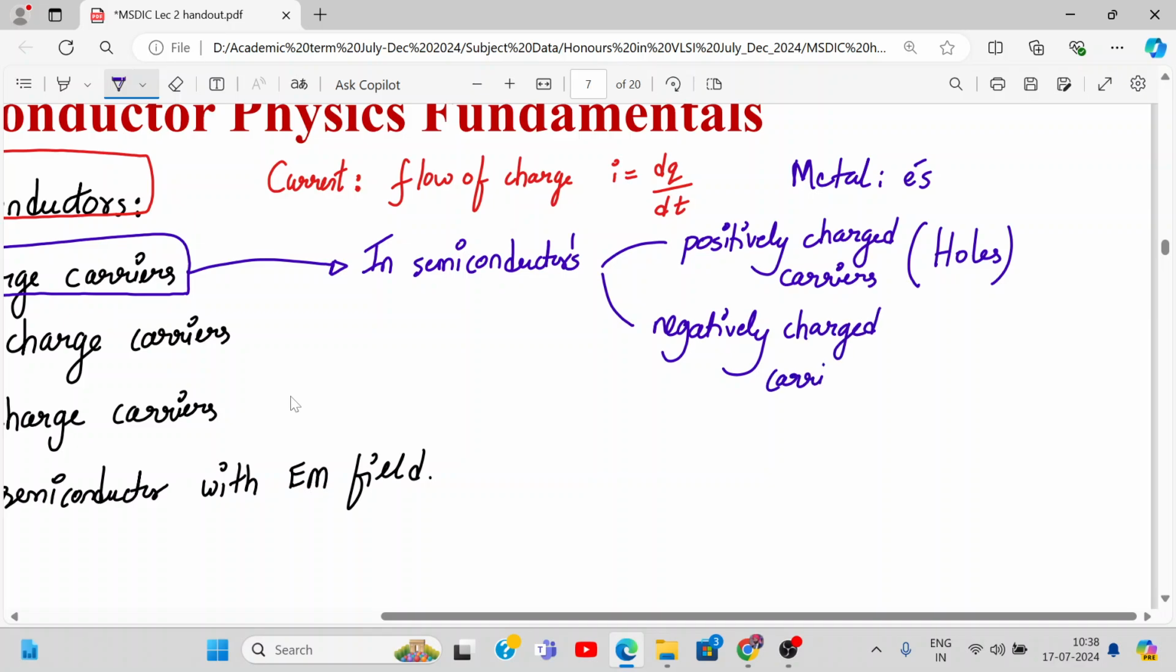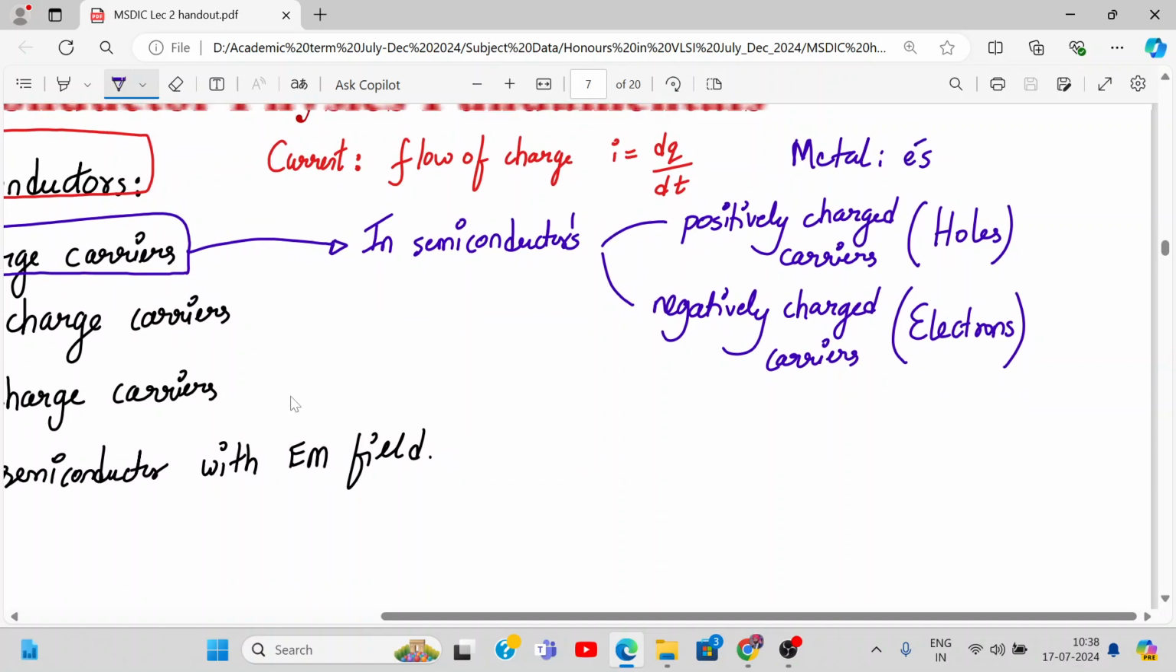Yes, electrons. So in a semiconductor, we will encounter both electrons and holes. In fact, in a BJT, bipolar junction transistor, we have both of them. It's another story, one is majority and one is minority, but both of them are present. So in a semiconductor, we have two charge carriers: one is a positively charged carrier and one is a negatively charged carrier, electrons and holes.